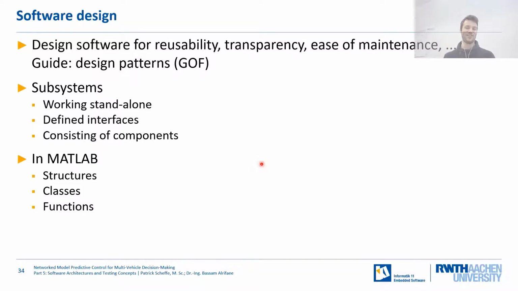And another idea for software development is to find subsystems of your software. A subsystem can work standalone, have defined interfaces, and it consists again of closed components. So this is again for ease of maintenance and transparency, so you can easily understand what's going on, and you can switch out a subsystem if you have a better version, or if you have another version.